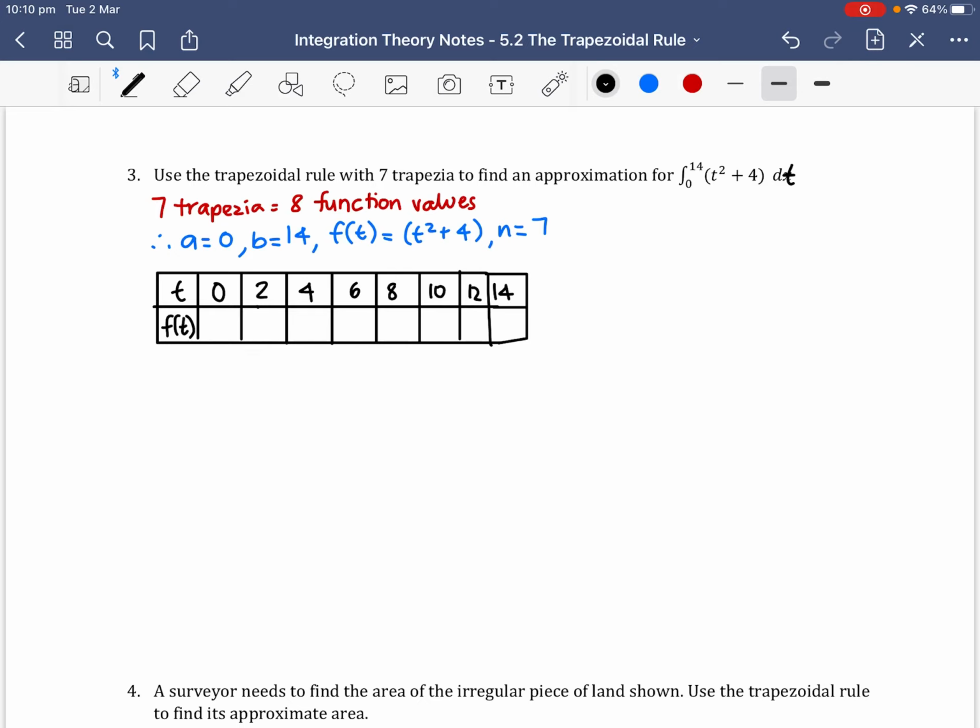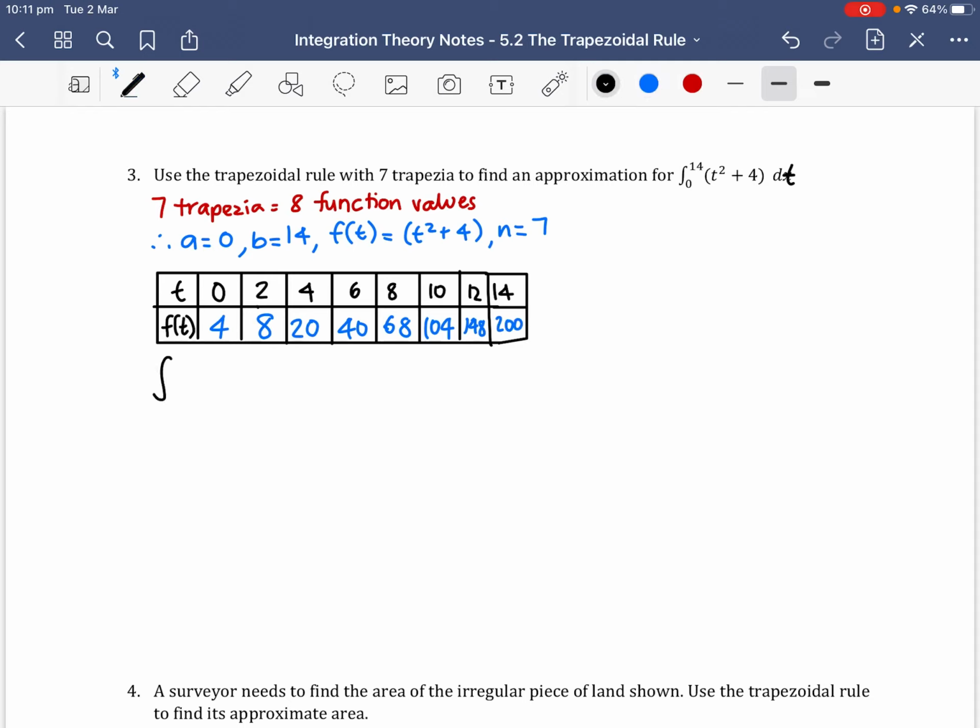Okay, so now we need to sub these t values into our function. So 0 squared plus 4 is just equal to 4. 2 squared plus 4 is 8. 4 squared plus 4 is 20. 6 squared plus 4 is 40. 8 squared plus 4 is 68. 10 squared plus 4 is 104. 12 squared plus 4 is 148. And 14 squared plus 4 is 200.